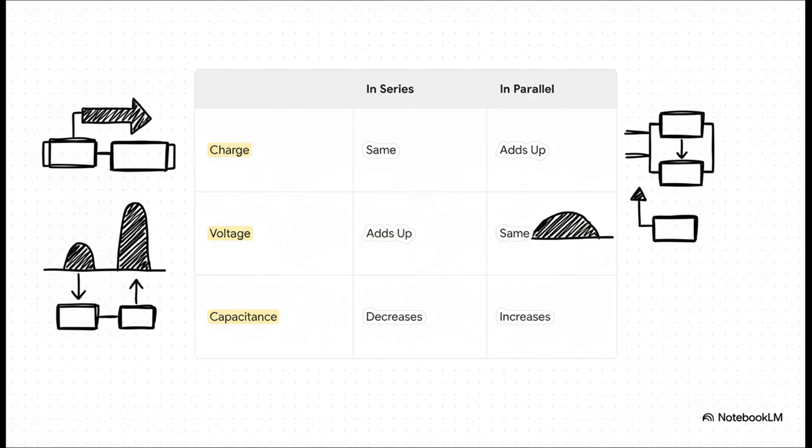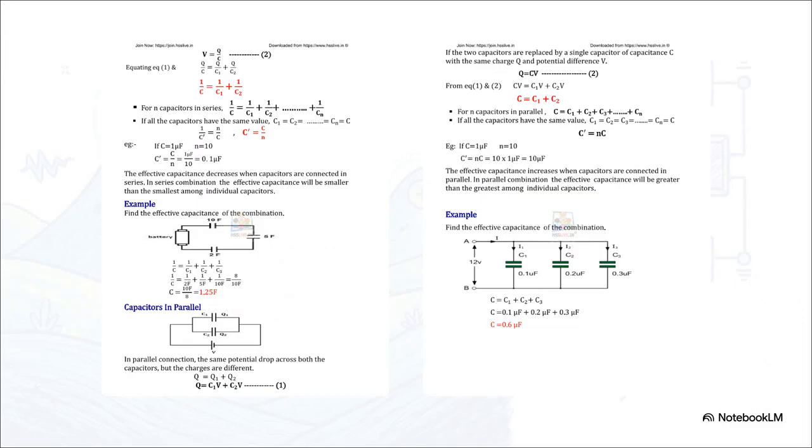When you put them in series, it's kind of like making the gap between the plates wider, which weirdly enough actually lowers the total capacitance. But when you put them in parallel, it's like making the plate area bigger, which as you'd expect, increases the total capacitance. And you can really see the difference clearly in these two diagrams.